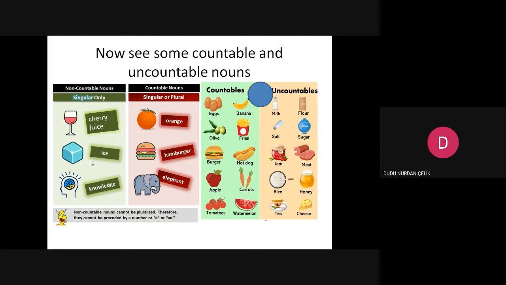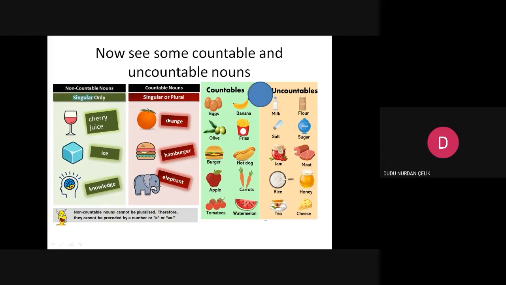Knowledge? It's uncountable. You cannot say knowledges. You must say knowledge. Or a little cherry juice, still singular. A lot of cherry juice, still singular. Some ice, still singular. Okay, a box of ice, still singular. A lot of knowledge, singular. Never ever, plural. But countable nouns can be singular or plural.